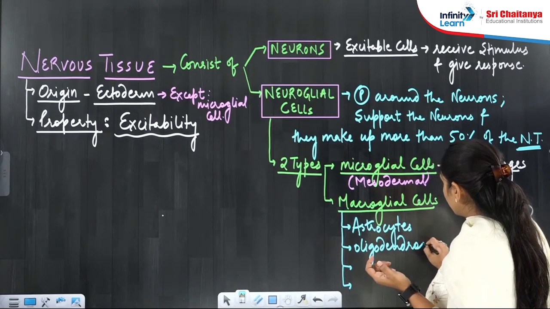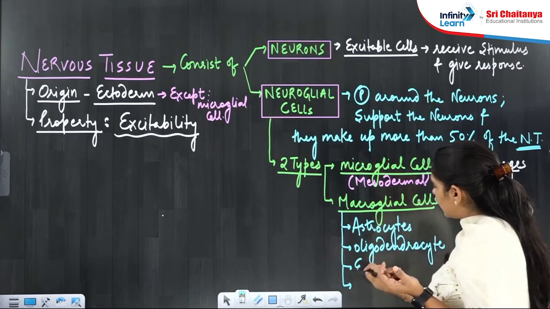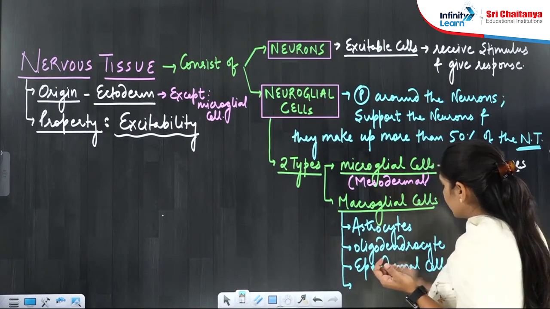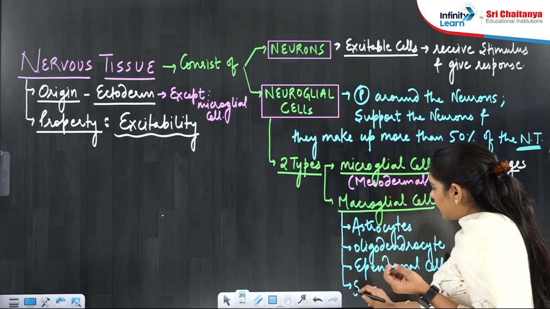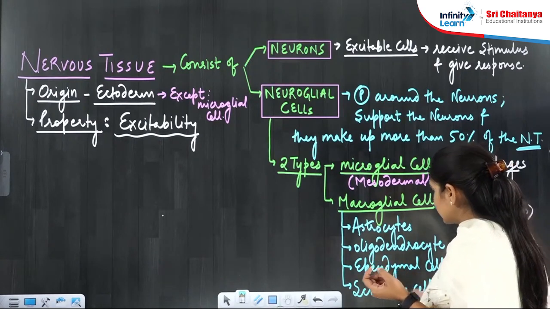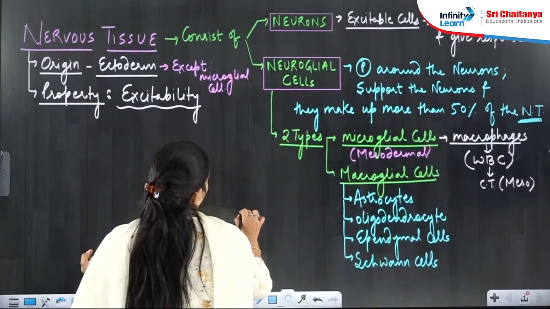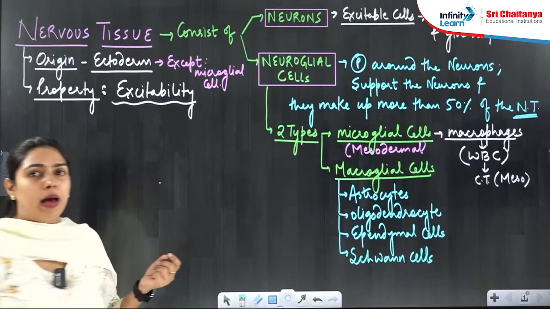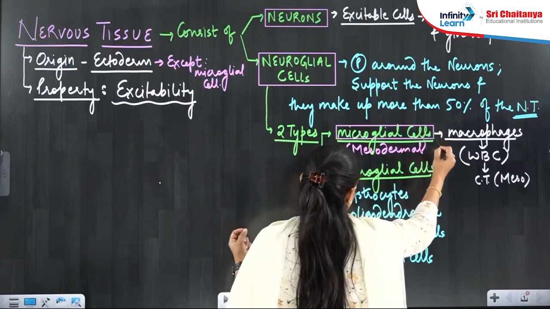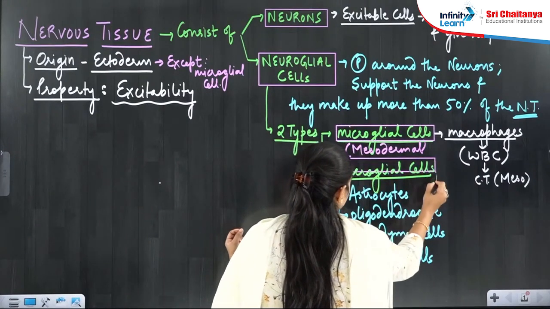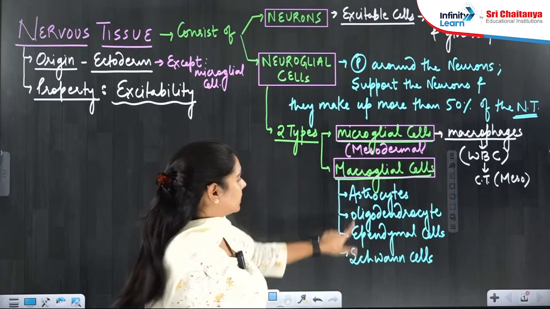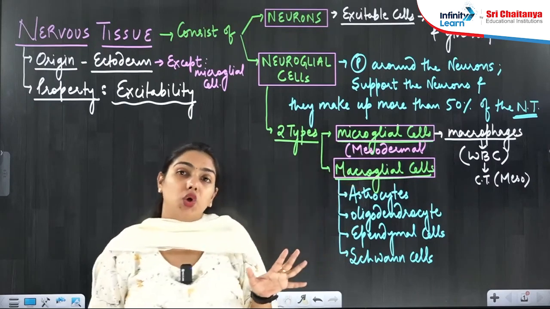One name is oligodendrocyte. One name is ependymal cell, ependymal cells, and another name is Schwann cell, Schwann cells. Okay, so these are the different types of macroglial cells. This is microglial cell, this is macroglial cell. There are no further types of microglial cell, but there are 4 different types of macroglial cells.